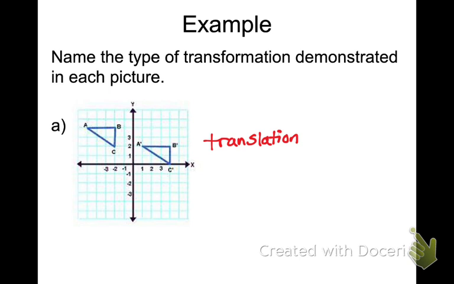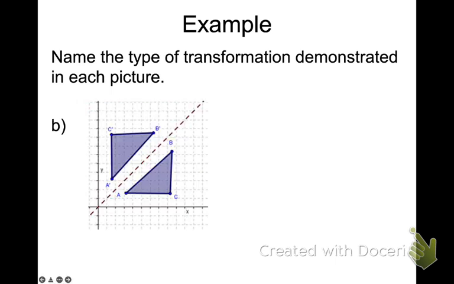I do want you to take notice that here we have triangle ABC. And here we have A with a little apostrophe next to it, and here we have a B with an apostrophe. We call those prime symbols. So A prime, B prime, C prime. The prime symbol shows you where the image is. That tells you that that's my image. So we have the original and we have the image. The translation here is it's moving to the right and then down. For part B, what do we have?